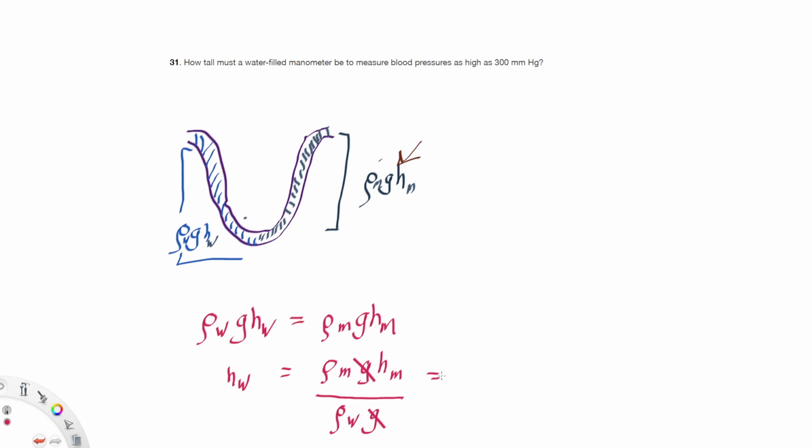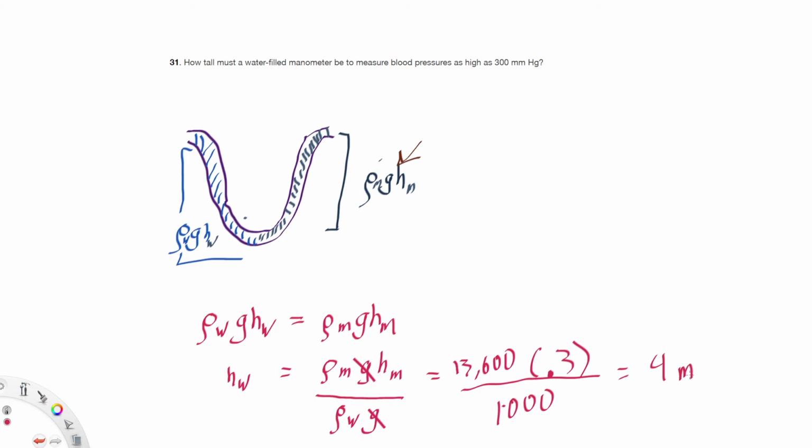G's cancel, and we get, so the density of mercury is, I actually don't know that one off the top of my head, 13,600. The height is only 300 millimeters, so 0.3 meters. And the density of water, if I could draw straight lines, that'd be amazing, is 1,000. Calculator time, and this is about 4 meters.